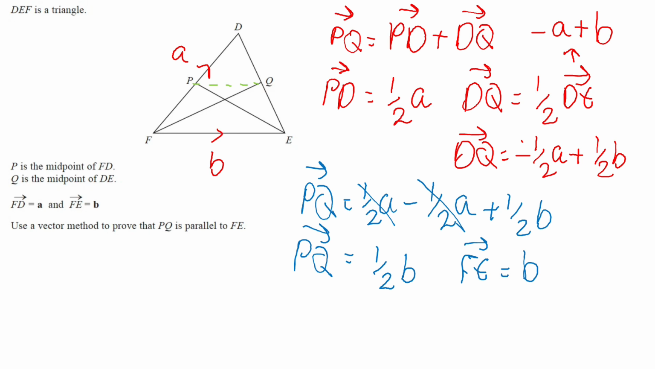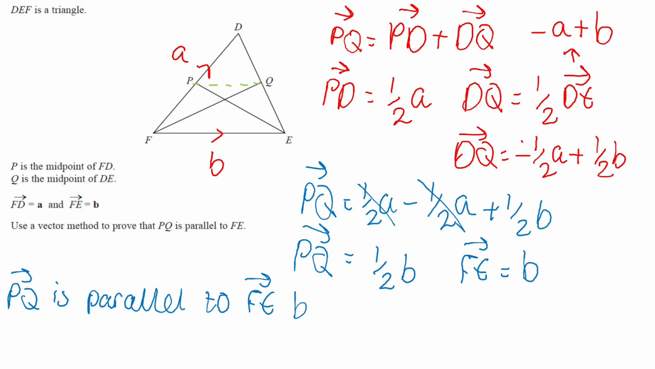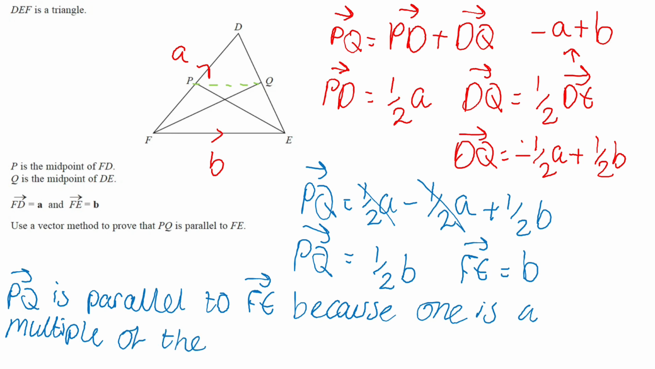So we would just write at the end, P to Q is parallel to F E because one is a multiple of the other. And make sure you do write the concluding sentence so that you get all of the marks.